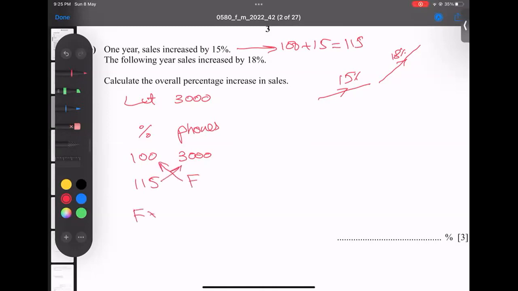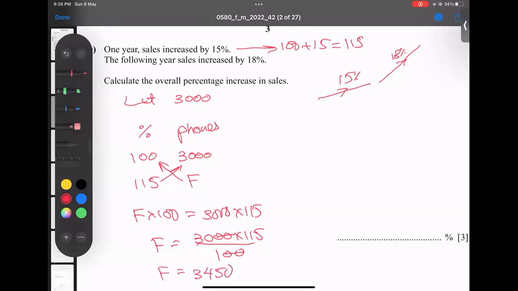So F times 100 equals 3,000 times 115. So this 100 divides, and ultimately 3,000 times 115 over 100. 2 zeros cancel, and 115 times 30. So it becomes 3450. This is for the first year. And let's talk about the second year. Second year is 18%, add to 100, plus 18 gives you 118.